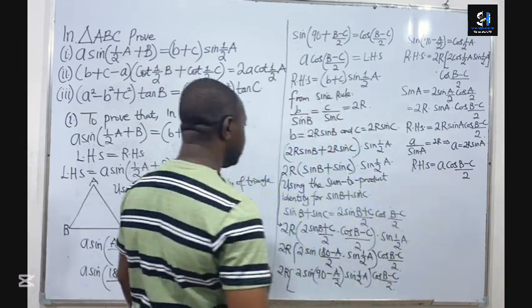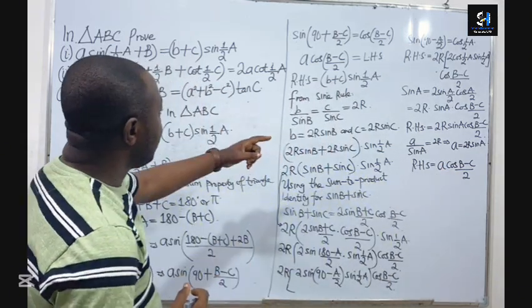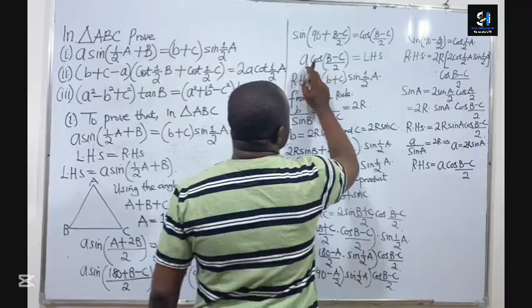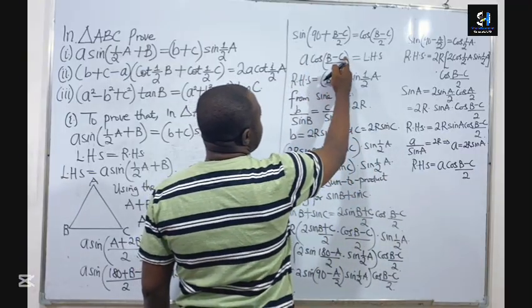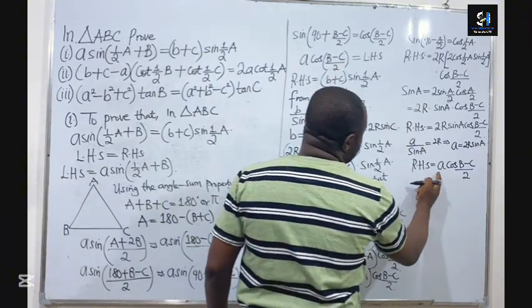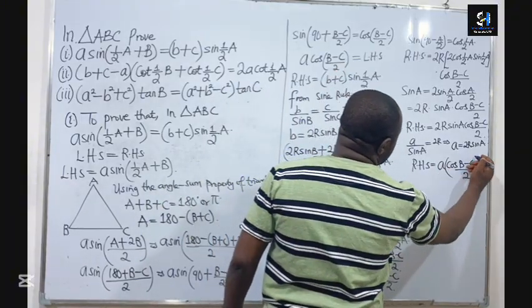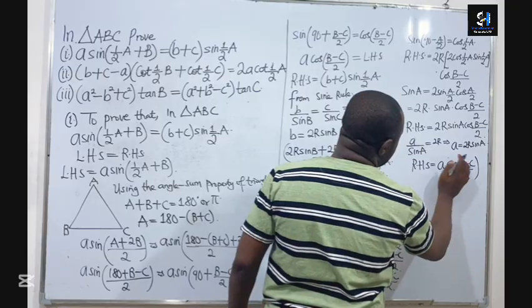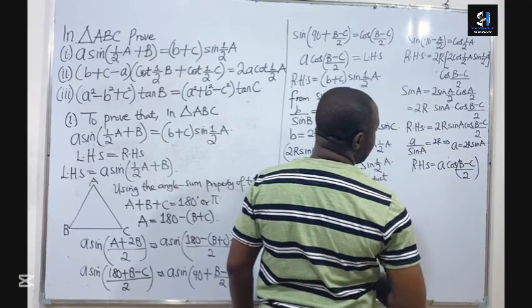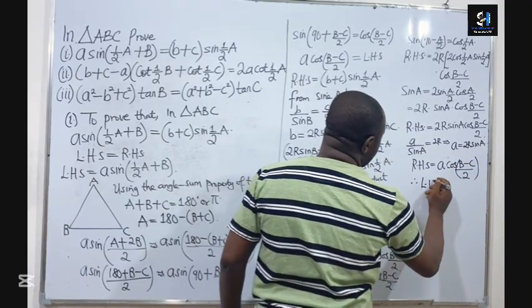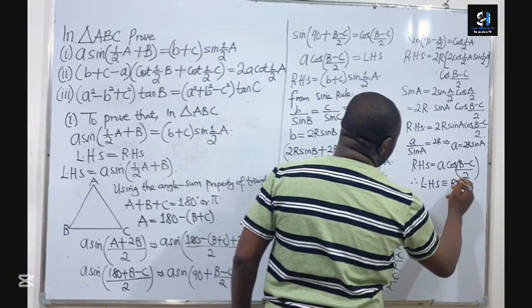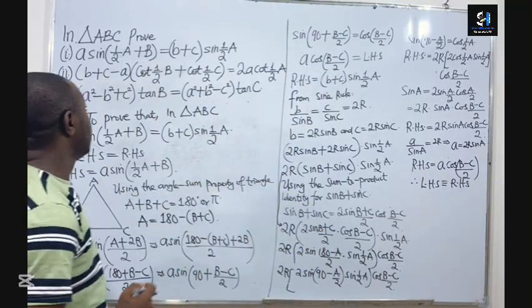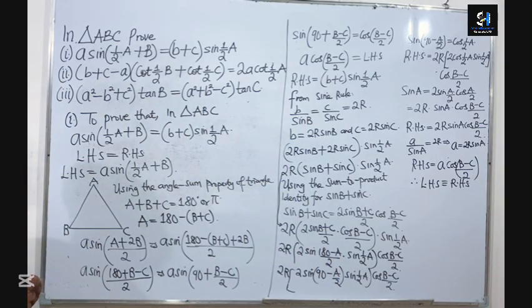So this is the right hand side. Then this is the left hand side. The left hand side is A cos (B minus C) over 2. The right hand side is A cos (B minus C) over 2. So therefore, the left hand side is equivalent to the right hand side. And that's the first question.